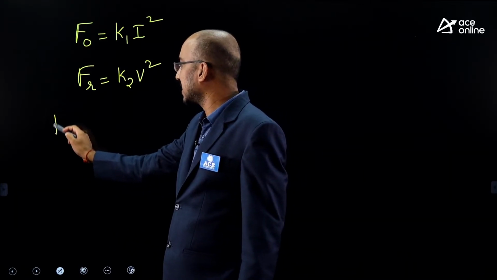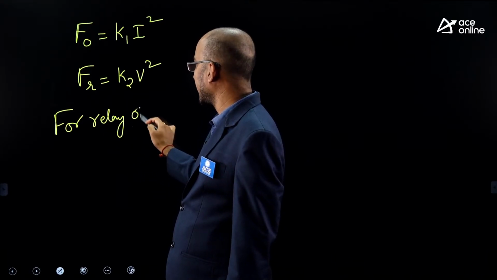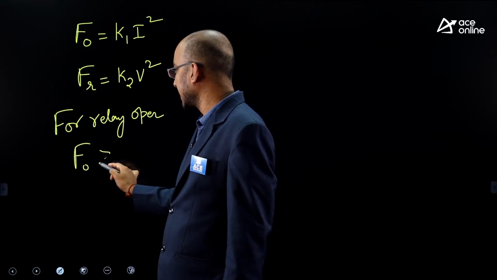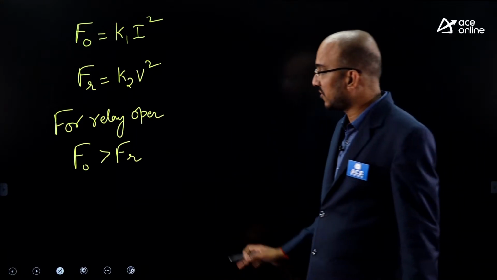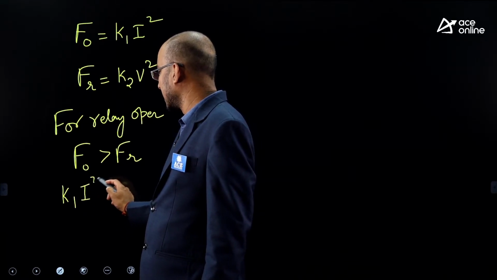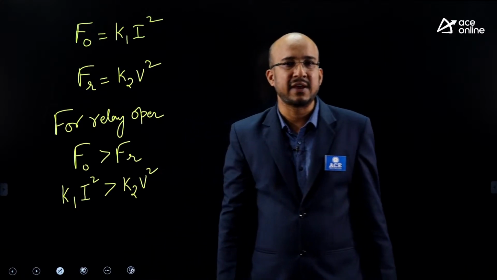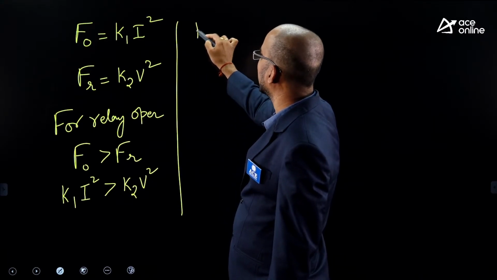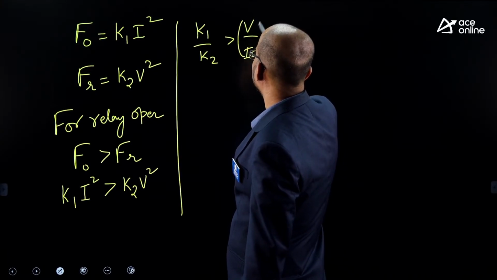For relay operation, what condition must be satisfied? Operating force should be greater than the restraining force. When operating force is greater than restraining force, the relay will operate. Okay, here K1 I square must be greater than K2 V square. So for relay operation, K1 I square must be greater than K2 V square. So what we can write here: K1 by K2 greater than V by I whole square.